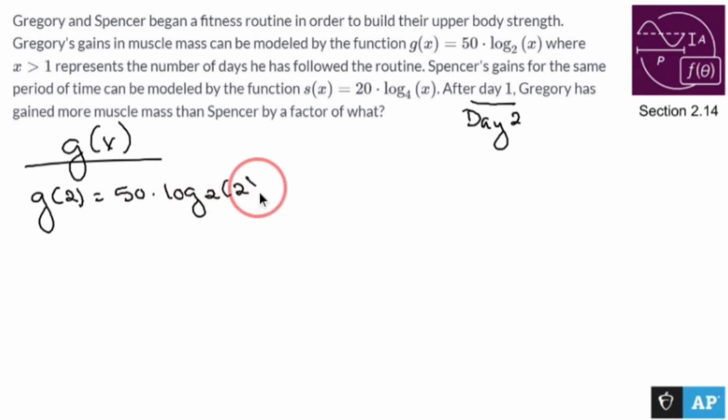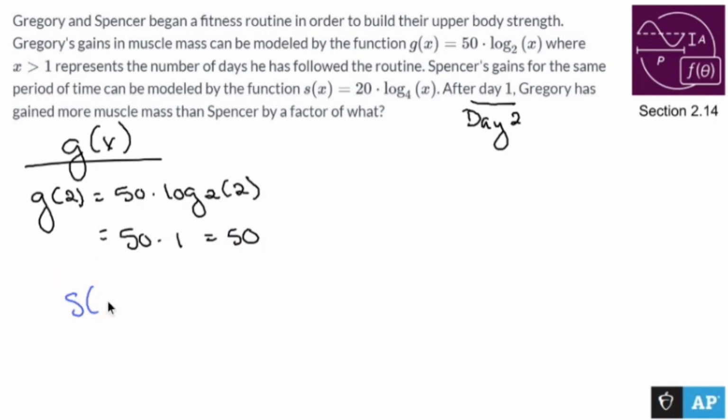Now, before you freak out and say, how am I going to do that? I don't have a calculator. First off, log base 2 of 2 is 1. So he is 50 times 1, which is 50. So whatever that means, 50, I don't know, megatons, whatever. That's what Gregory is.